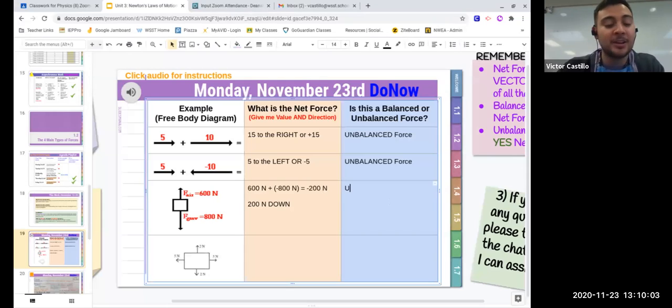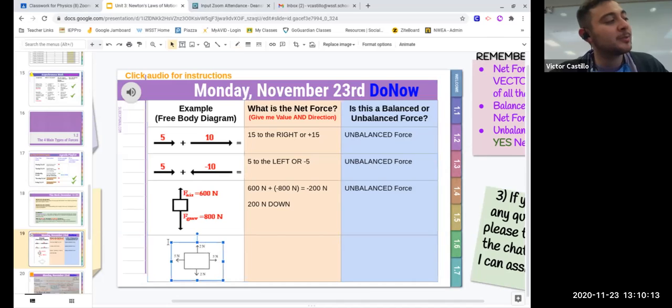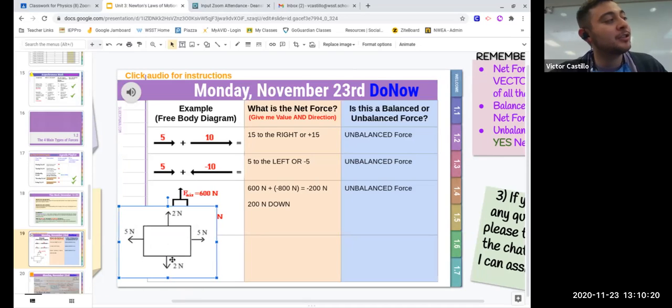Once again, this is also an unbalanced force because there is a net force. Now let's look at the last one. The last one's actually a different example. As you can see, that last one has 2 newtons of force on both the up and bottom sides, and they're both pulling away from each other. Think of it as a tug of war. If I have one person pulling one way and another person pulling the other way, and they both have the same amount of force, we're not going anywhere. It's going to stay the same.